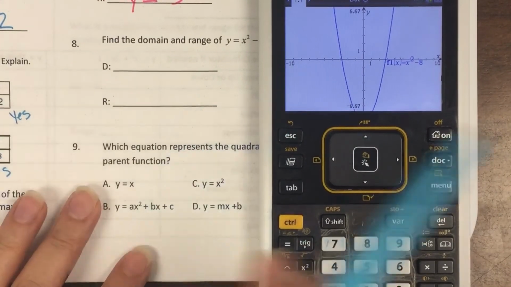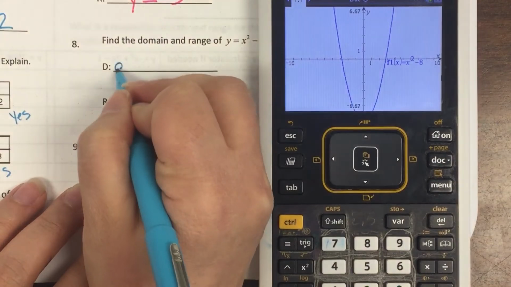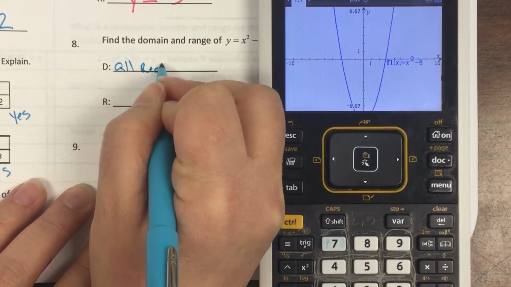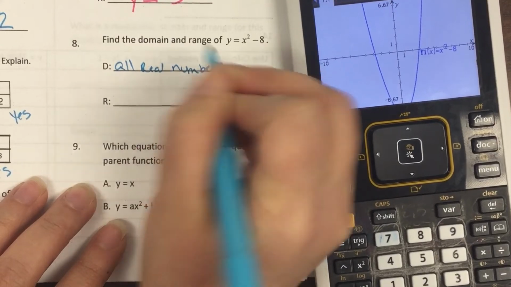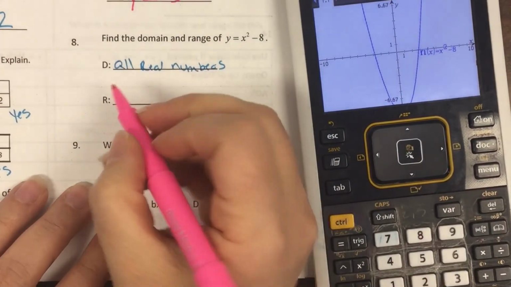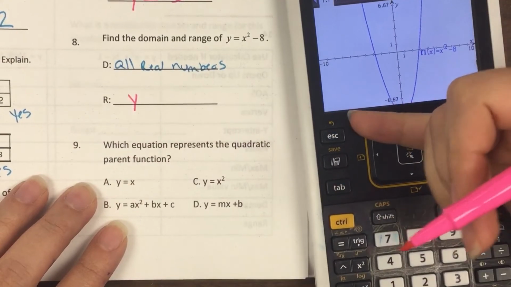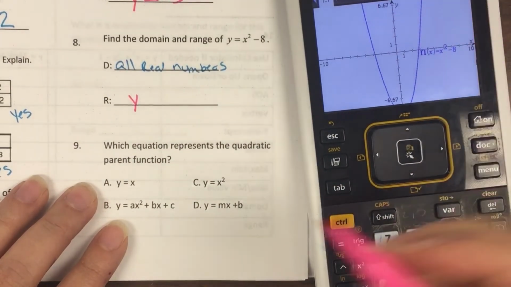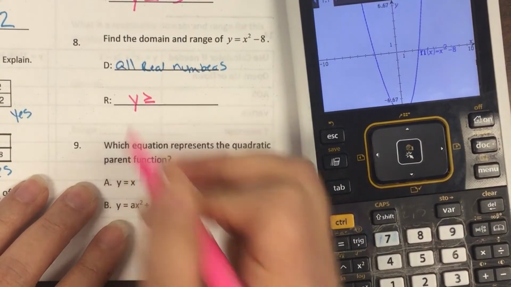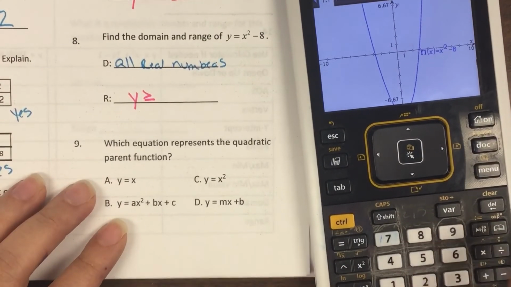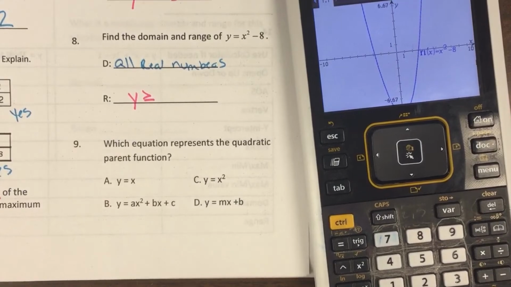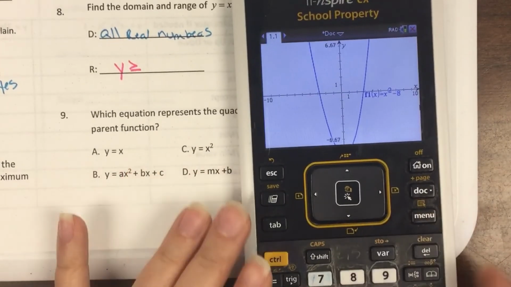So one more time, I have my domain. It's going to be all real numbers. But my range is a little different. My range, my y values, greater than because it's opening upwards. And I need to know, what is that minimum value? Two things. You can trace it or you can find the vertex. And I'm going to go ahead and find the vertex.